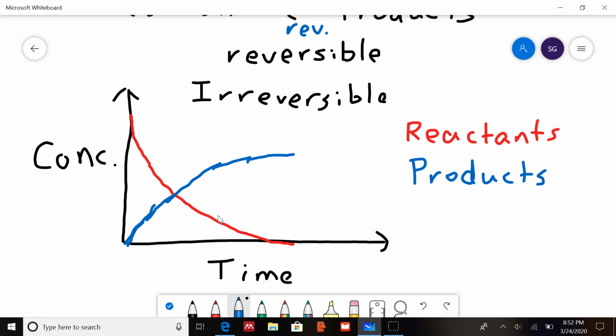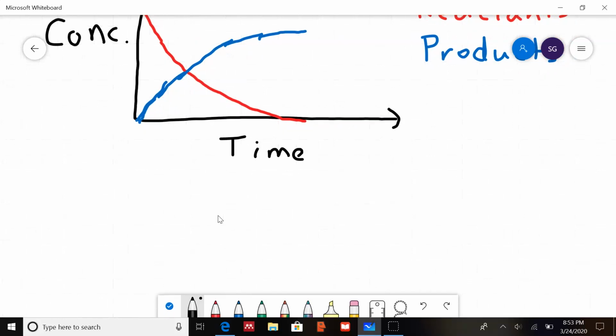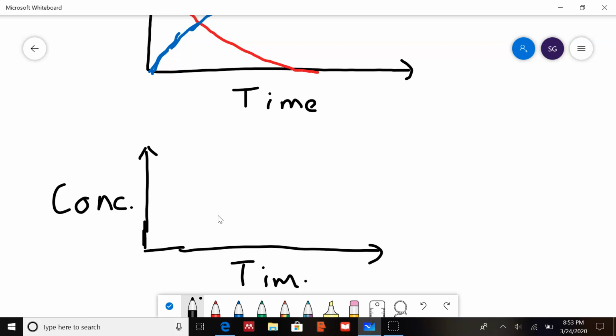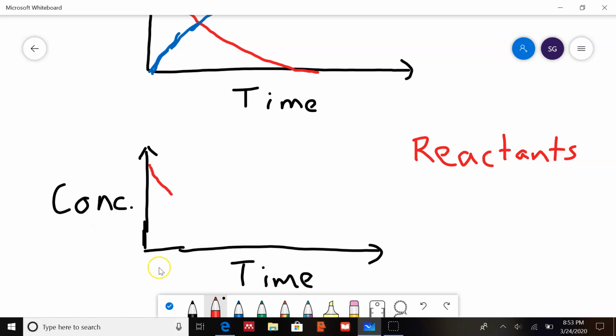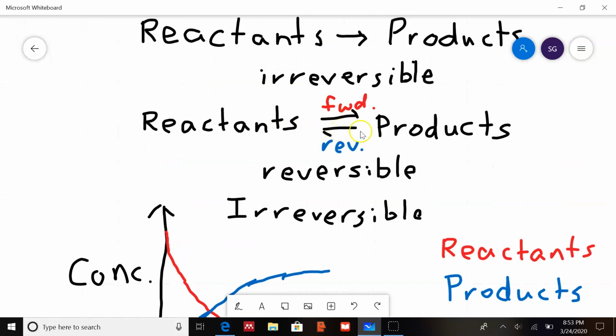Now, if we compared this to a reversible reaction, the difference is that our reactant concentration is still going to start at some level, and it's going to decrease, but it's not going to decrease to 0. It's going to decrease just to a certain amount, and then it's going to level off. And that's because this reversible reaction is not going to completion, because the reverse reaction is occurring. Reactants are also being produced, so it's not going to go all the way to 0.